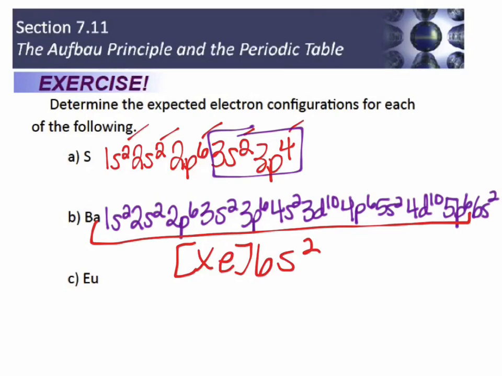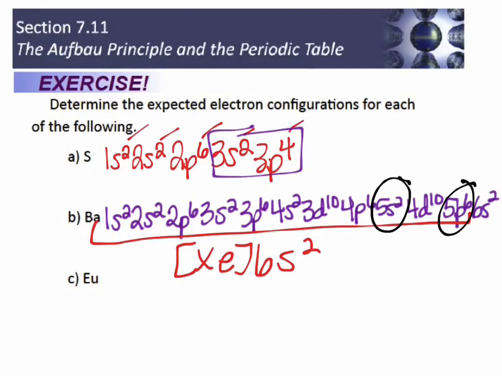The core configuration, we'll also call it noble gas or shorthand. That is the valence electrons on this one. Where are the valence electrons here? Here and here.